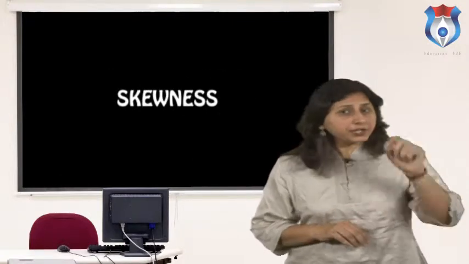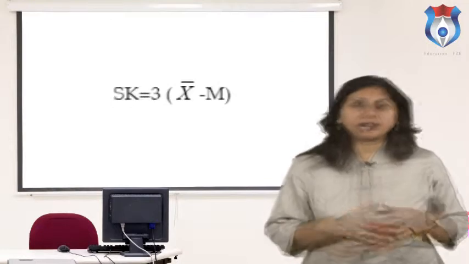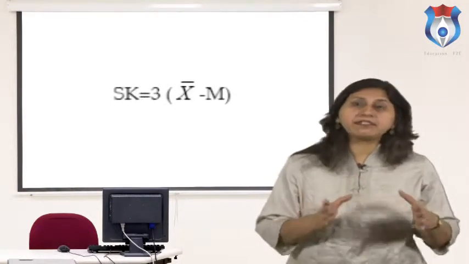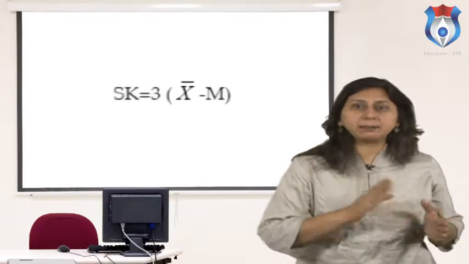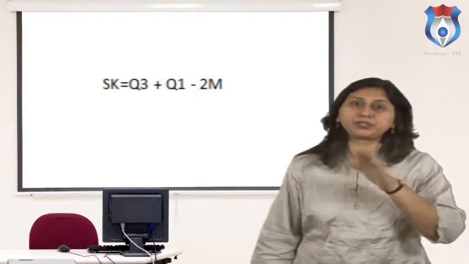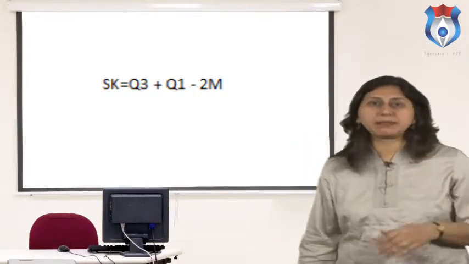Skewness. Skewness is given by difference of mean over mode. Now, if the mode is ill-defined, then skewness is given by 3 times mean minus median. And we also have skewness equal to third quartile plus first quartile minus twice median.